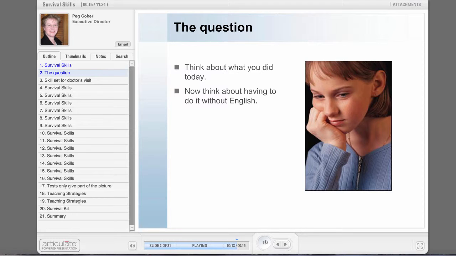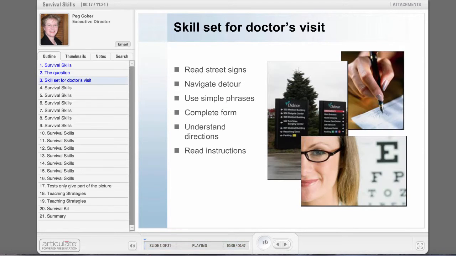Today I drove to the eye doctor to get my eyes examined. I had to read street signs to find the office. I walked in to find that the stairs were blocked, so I had to read signs that gave me an alternate route to the office. Once I got to the office, the nurse asked who I was and who I was seeing. She asked me to update my chart by completing a form.